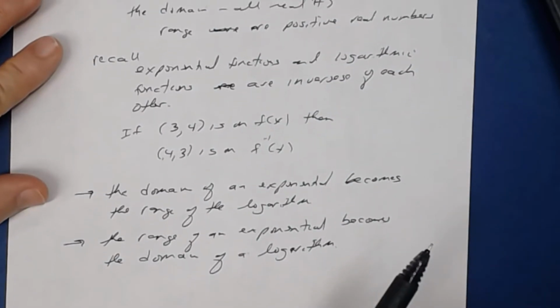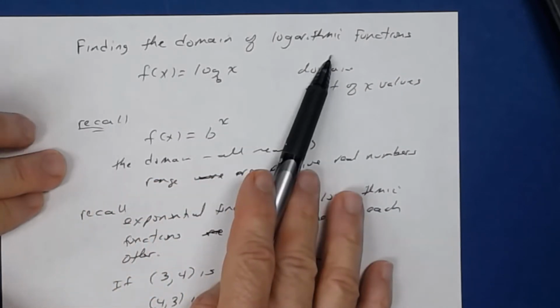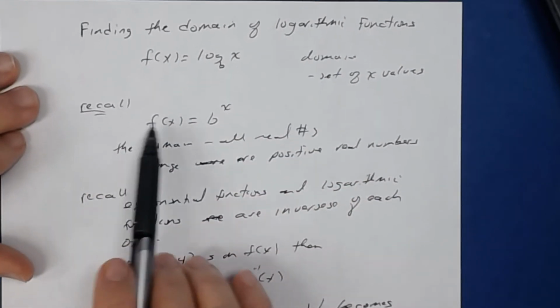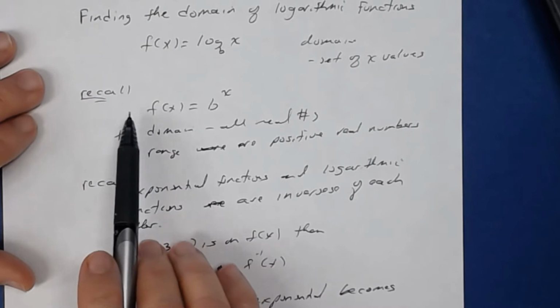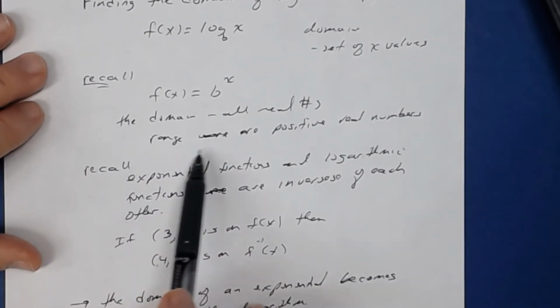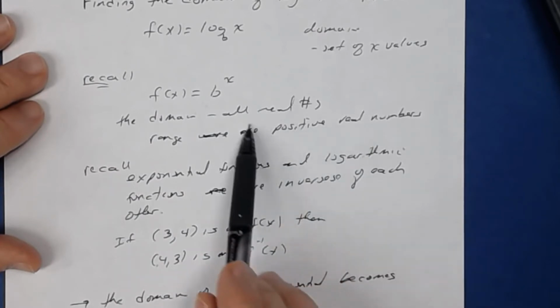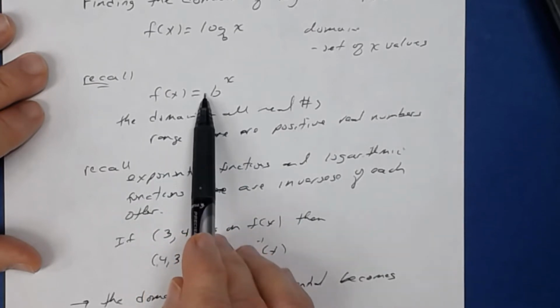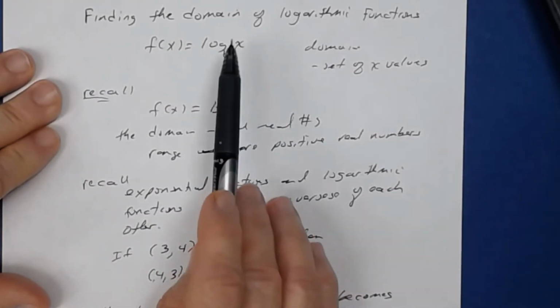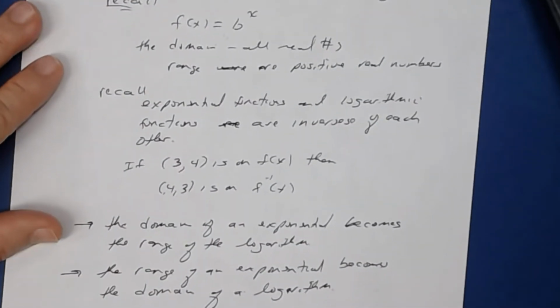So if I am trying to find the domain of a logarithm, let's go back and talk about this exponential function. What was the range of this exponential function? Well, the range of the exponential function is any positive real number. It cannot be negative. Well, the range of an exponential becomes the domain of the logarithm. So here's what I'm trying to say.